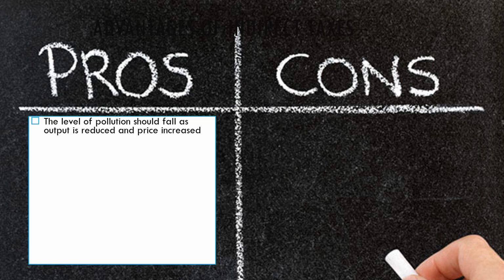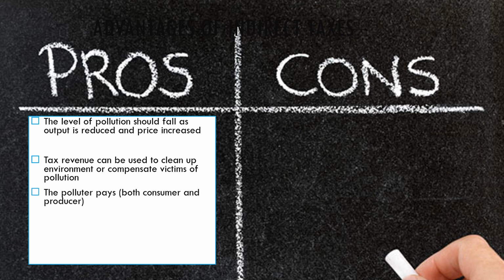So if we think of some of the advantages, well, the main advantage is here, the level of pollution should fall as output is reduced and the price is increased, or the level of whatever harmful activity is taking place should be reduced. The tax revenue. So now we also have this idea that the government are earning tax and they could use that money to clean up the damage that's been done through the negative externality or maybe compensate the victims.